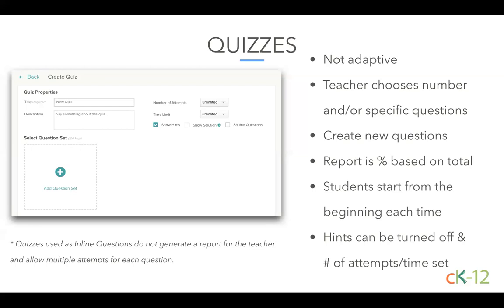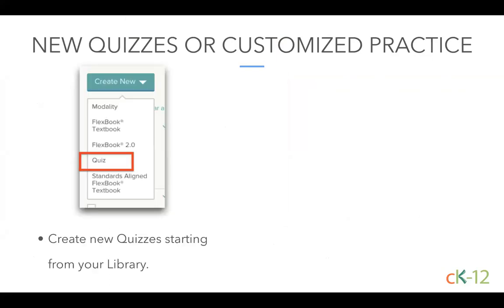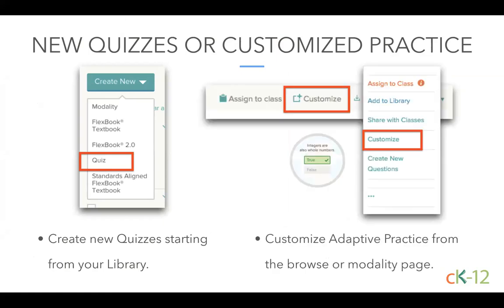So the real question is, where do you start if you are looking to customize practice? If you want to create a new quiz, you can go to your library, click Create New, and choose the quiz option. From there, you'll be able to add existing questions from CK-12 concepts, or you can create your own, as I said. Now, to create a quiz by customizing practice, you can access that through the practice browse page, which is the window you saw there. Or if you're on a specific modality page for practice, for a particular practice type or concept that you're working with, you can choose customize on the left navigation. And that will kick you into customization.